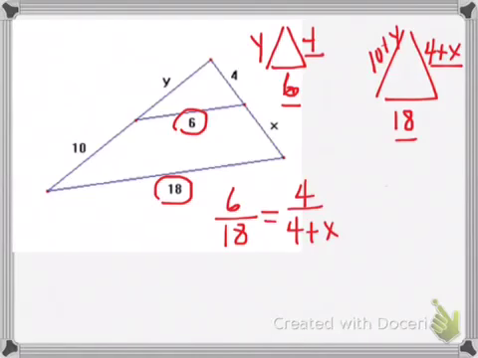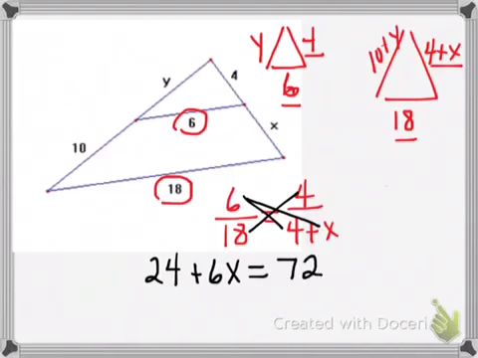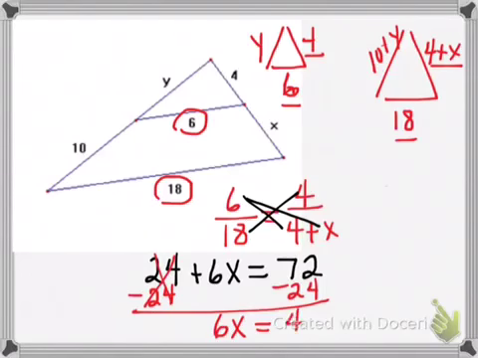Then I want to use my cross multiply. So if I cross multiply, 6 times 4 is 24. And if I multiply 6 times X, that gives me 6X. And I multiply the other way, 18 times 4 is 72. So then I have to solve my equation just like you did last year in coordinate algebra. So I'm going to subtract 24 from both sides. It eliminates on the left. 6X equals 48. And when I divide both sides, that gives me X equals 8. So I know this value is 8.